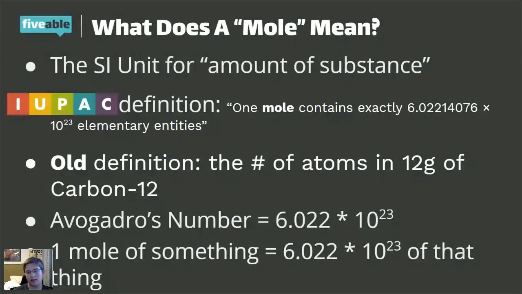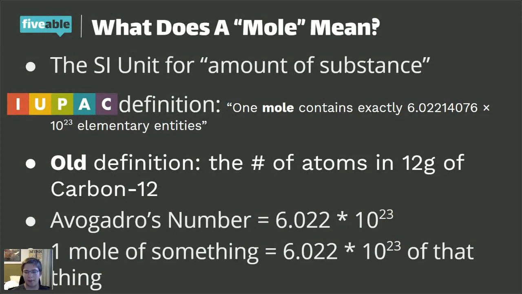There was an old definition of the mole, which was the number of atoms in 12 grams of carbon-12, but now it's been changed to be exactly that number of something. This number is called Avogadro's number. It's named after the guy that discovered and calculated the number. What it boils down to is that 1 mole of something is equal to 6.022 times 10 to the 23rd of that something.